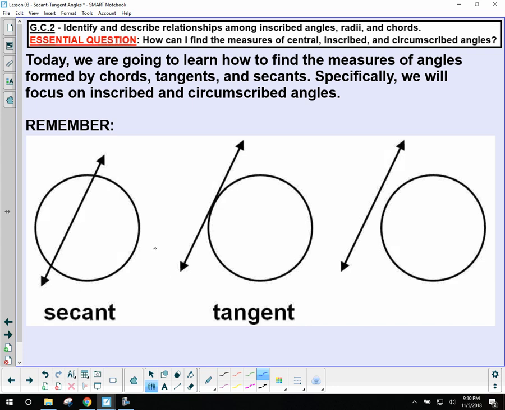This is what I wanted to get at. Today we are going to learn how to find the measures of angles formed by chords, tangents, secants. Specifically, we will focus on inscribed and circumscribed angles. Remember, this is a secant because it intersects it twice. A line that intersects a circle twice. This is a tangent. It intersects it once.